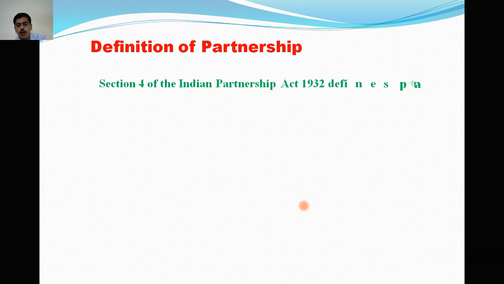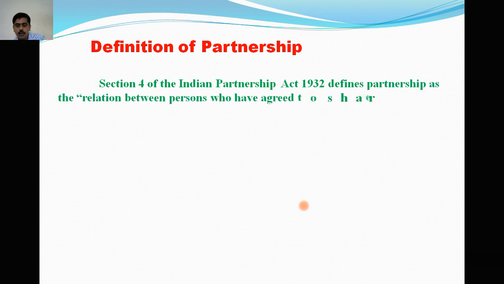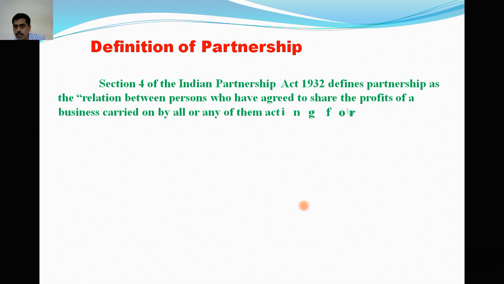of partnership. Section 4 of the Indian Partnership Act 1932 defines the term partnership as the relation between the persons who have agreed to share the profits of a business carried on by all or any of them acting for all. What it says? Partnership is the relation between persons who have agreed to share the profits of a business carried on by all or any of them acting for all.